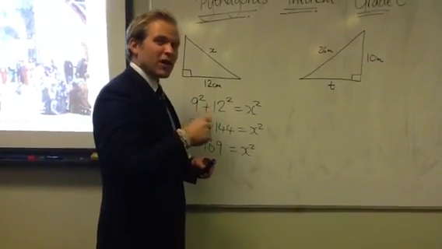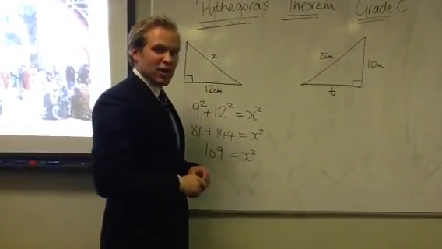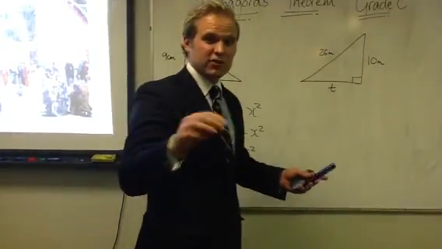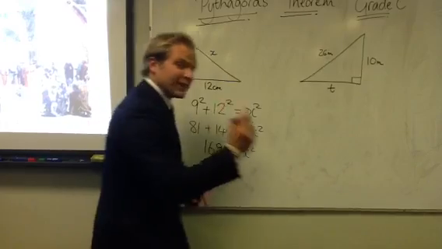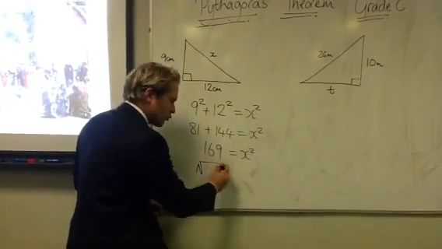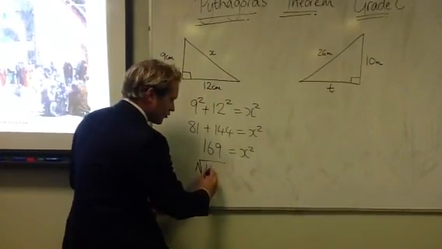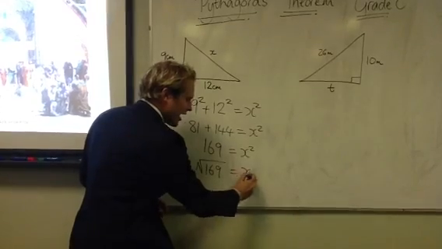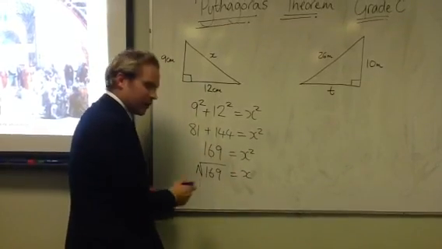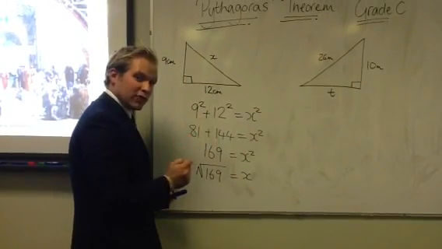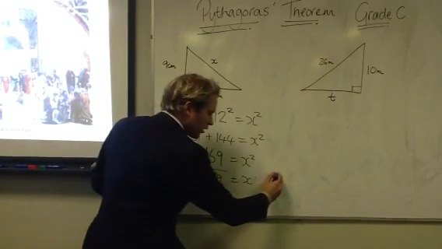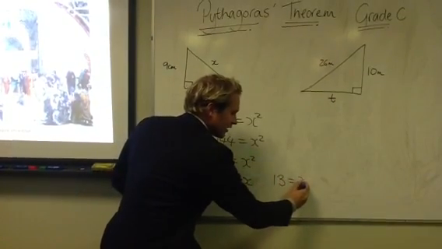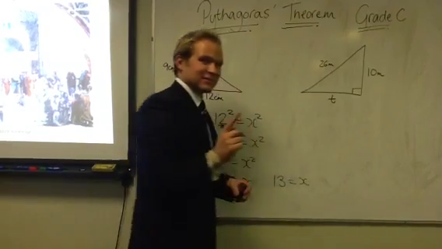So therefore, we have to do the opposite of squaring. The opposite of squaring, something to do with trees, square root. Let me just write that down. The square root of 169 is equal to x. If you work that out on the calculator, your square root button, plus 169, gives you 13 is equal to x.